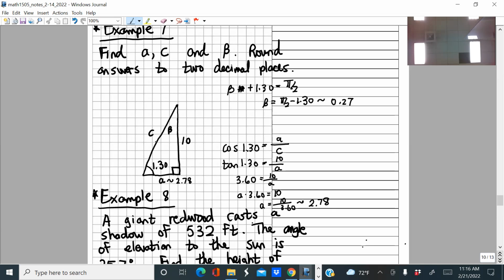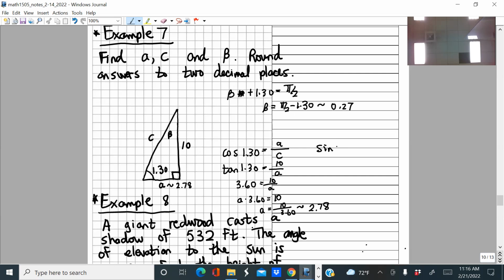So what trig ratio could we use there to find C? Sine? Yeah, that would work well. Why, Robbie? You have opposite, and this obviously is the hypotenuse. So you know that the sine of 1.30, which again the calculator is going to tell us here, is 10 divided by C. All right, so according to the calculator, what is the sine of 1.3?